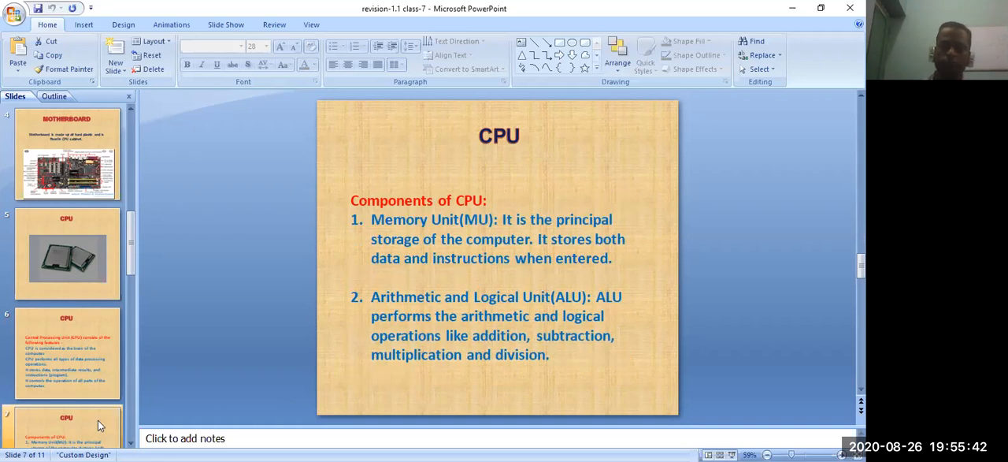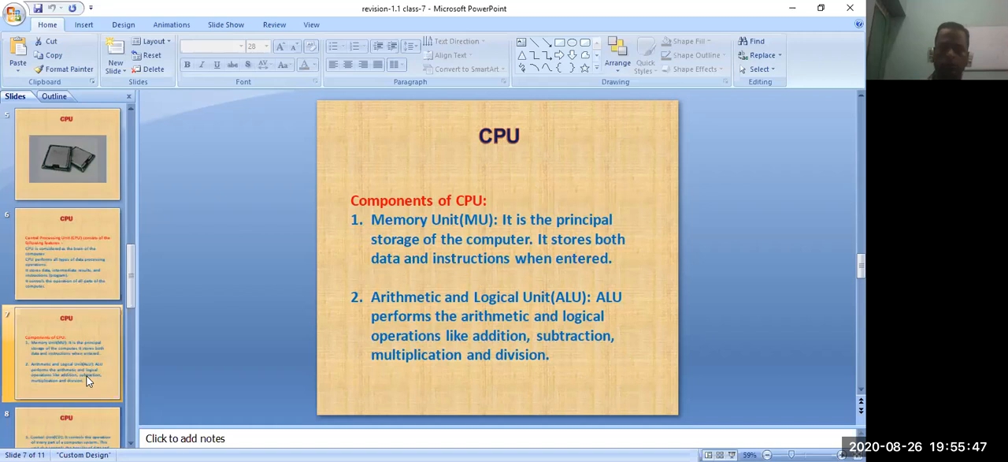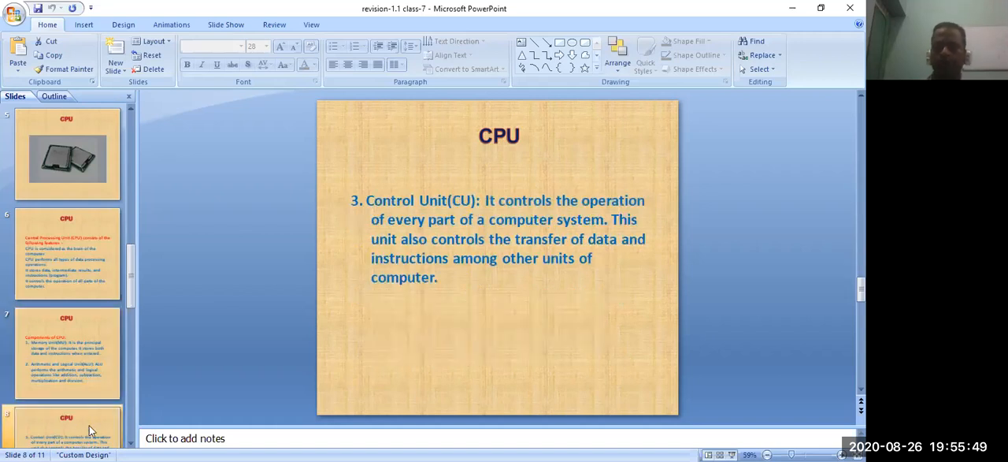Third one is the control unit. It controls the operation of every part of the computer system. This unit also controls the transfer of data and instructions among the other units of the computer.